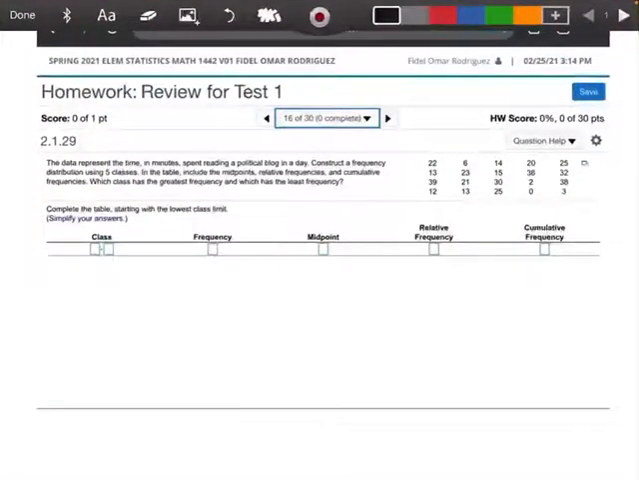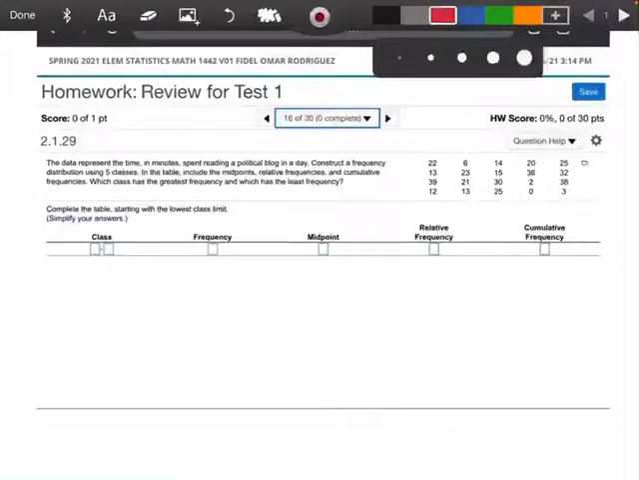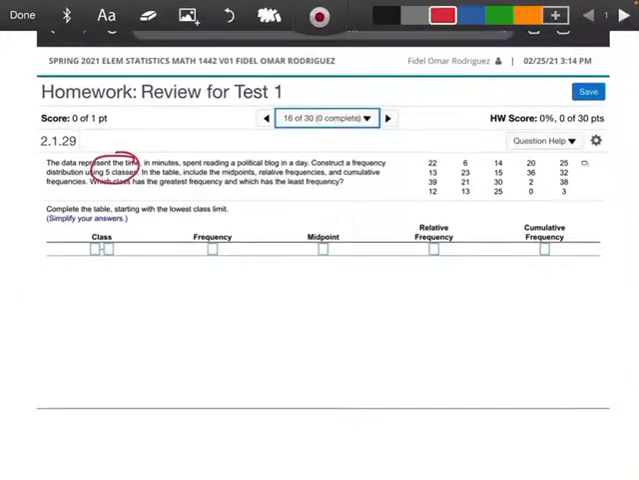All right, so guys, this is number 16 out of the review, and it says the data represents the time in minutes spent reading a political blog in a day. Construct a frequency distribution using 5 classes. Okay, so the first thing I need to know, we're going to have 5 classes. In the table include the midpoints, relative frequencies, and cumulative frequencies. Which class has the greatest frequency and which has the least?